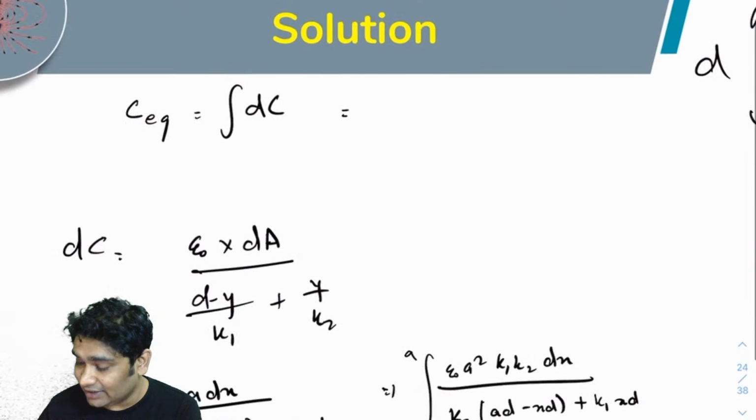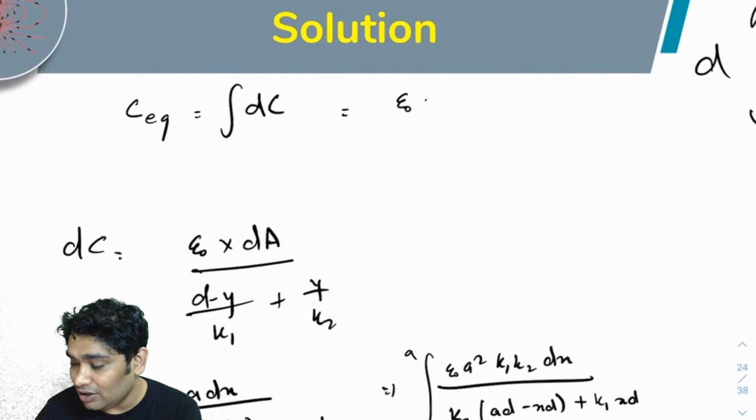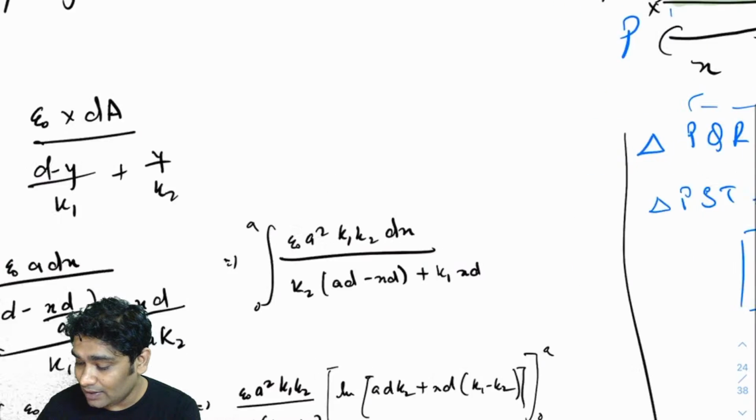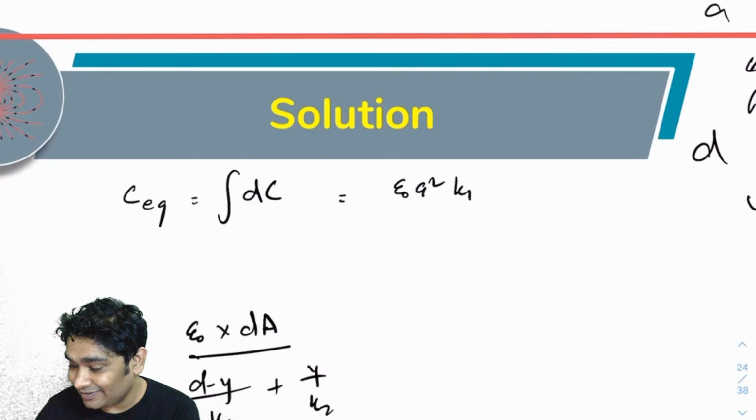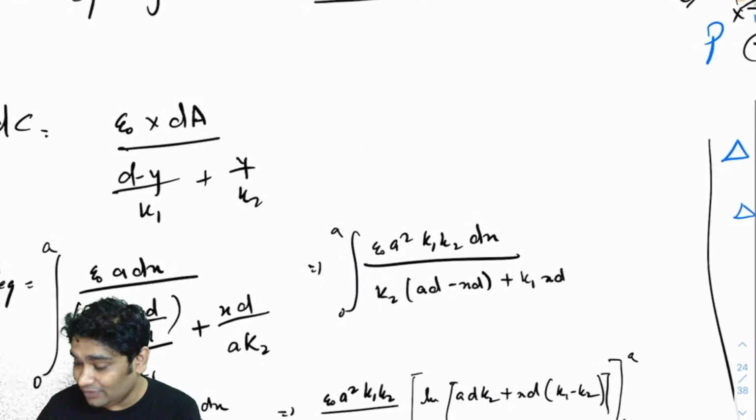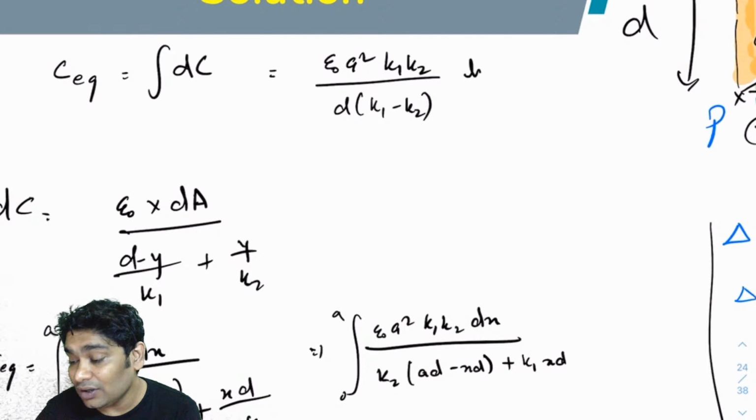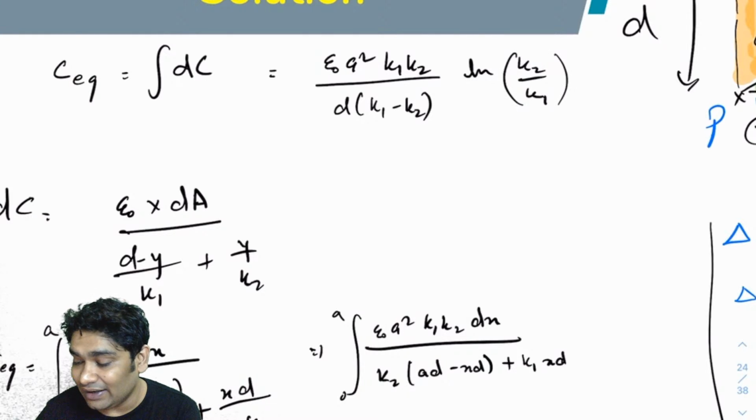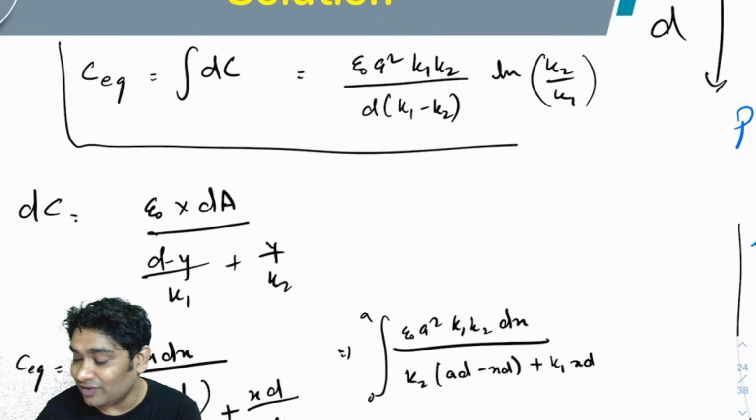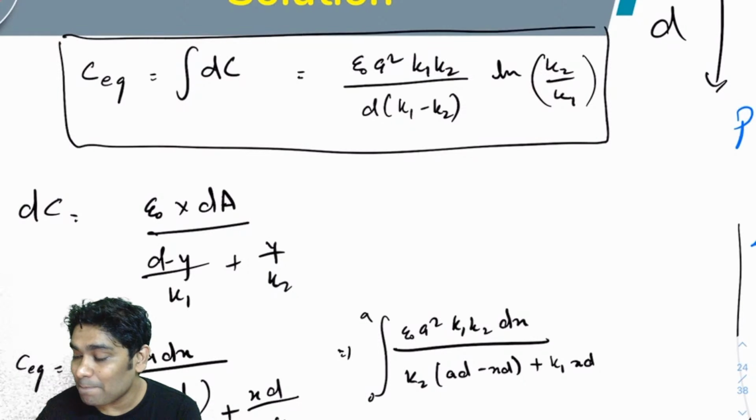Everything here will remain like this. So epsilon naught a square k1 k2 over d (k1 minus k2) into ln of k2 over k1. This is what you are getting when you solve this, when you put the limits in.